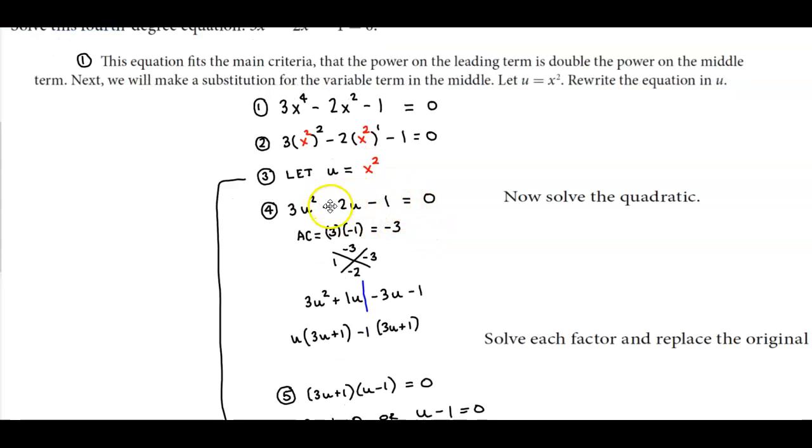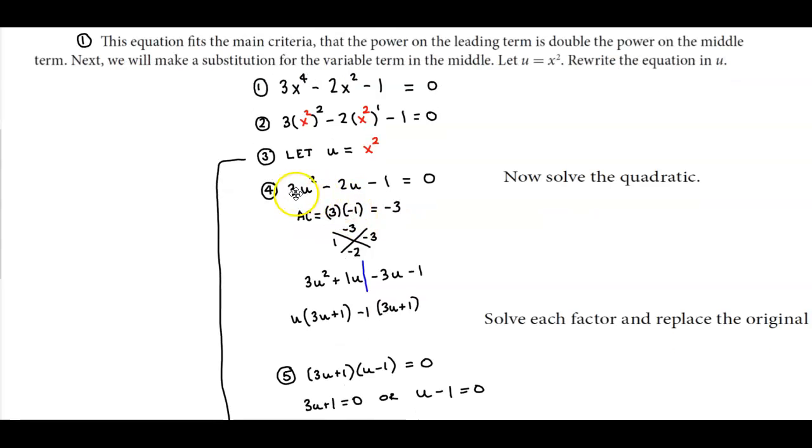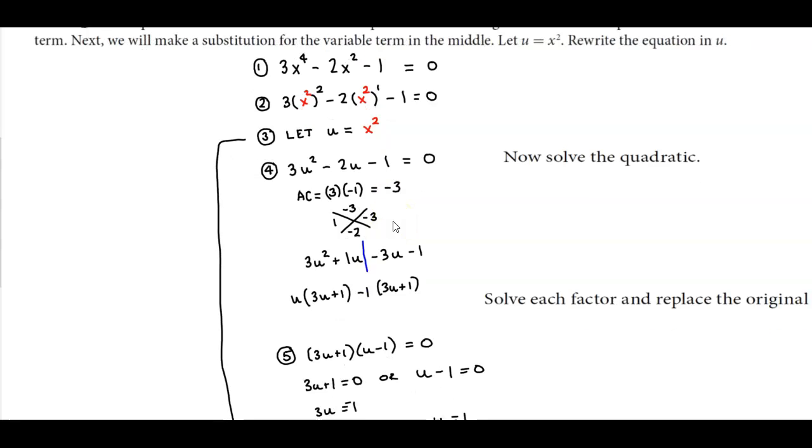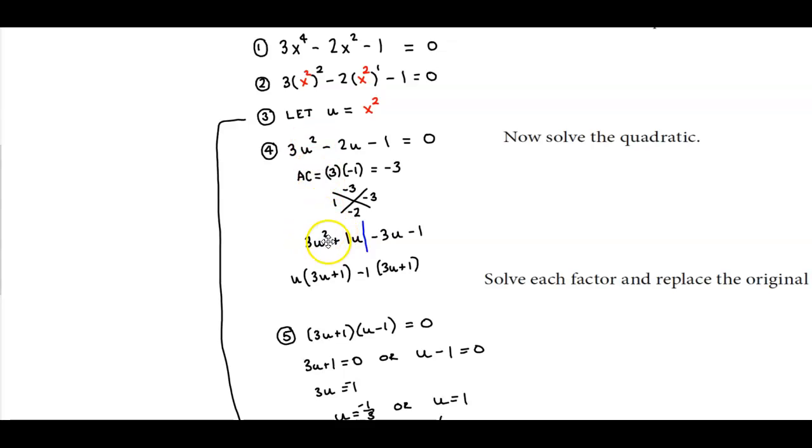Now what we have is a quadratic equation in terms of u. And so we need to look at this equation and ask, how can we factor this? Well, we can factor this by using the AC method by grouping. The AC method is taking 3 times negative 1, which is negative 3. Then negative 2 is the middle term. The two numbers we need that multiply to get negative 3 and add to get negative 2 are 1 and negative 3. So we end up getting 3u squared plus 1u minus 3u minus 1.